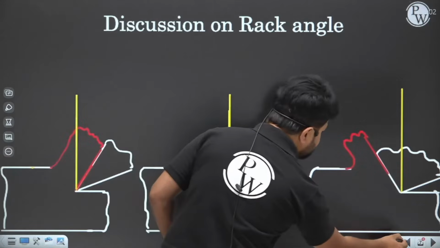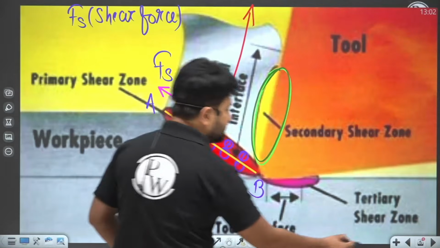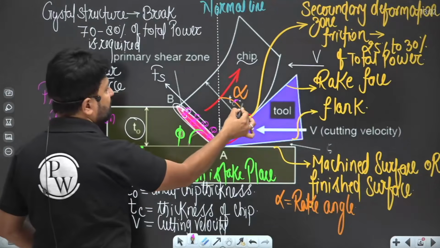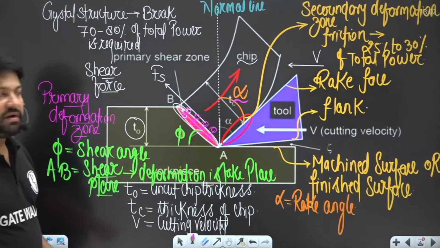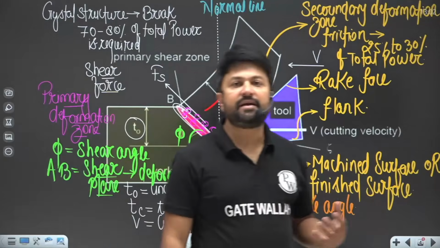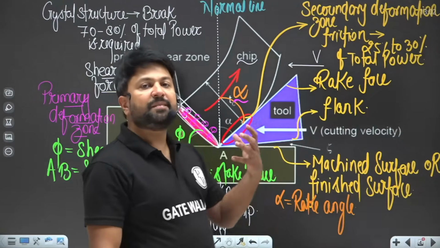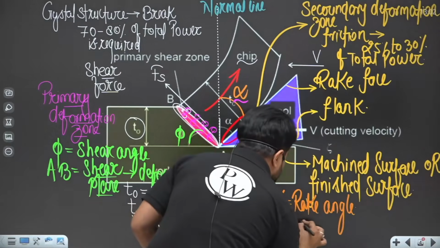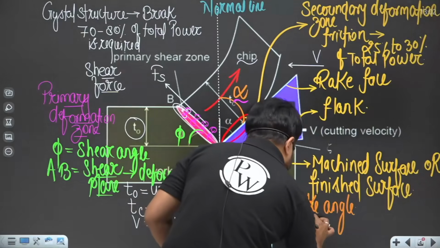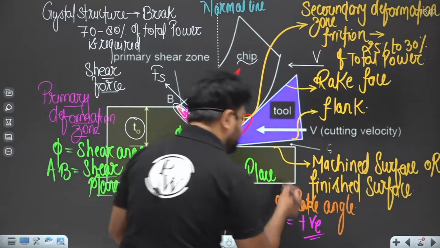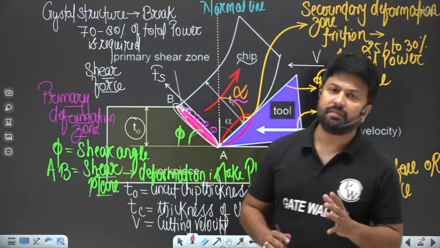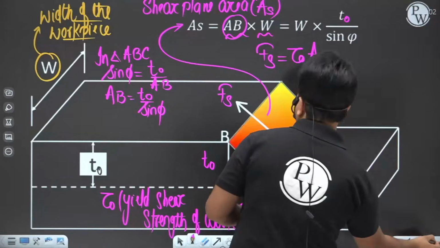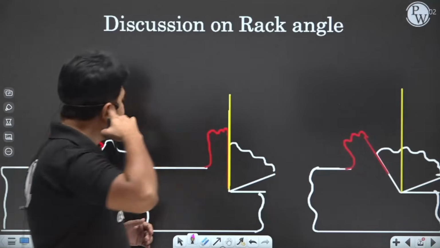As you have seen here, there will be an inclination of the rake face from the normal line, which is called the rake angle. Now let's talk about the rake angle. The rake angle of the tool can be positive, negative and 0. According to this figure, the rake angle is positive, but it could be 0 or negative. Let me show you the negative or 0 rake angle.